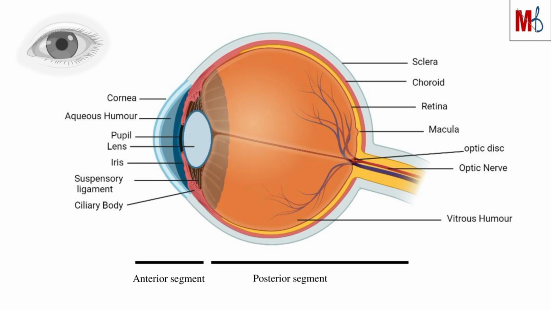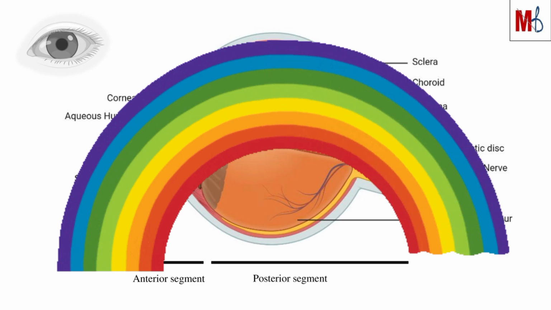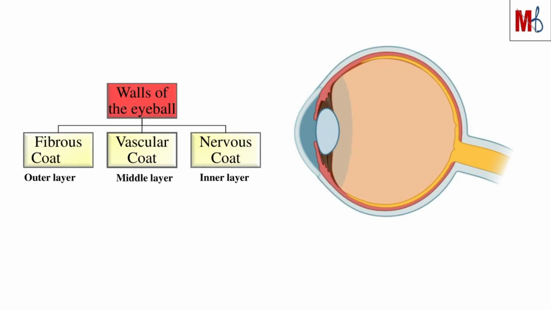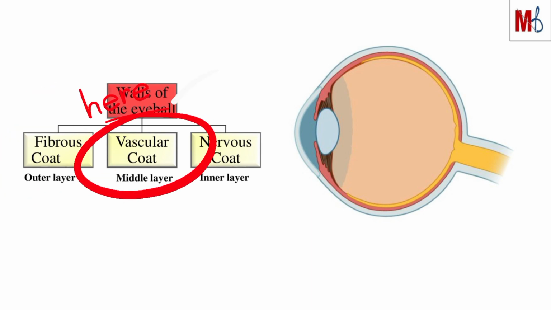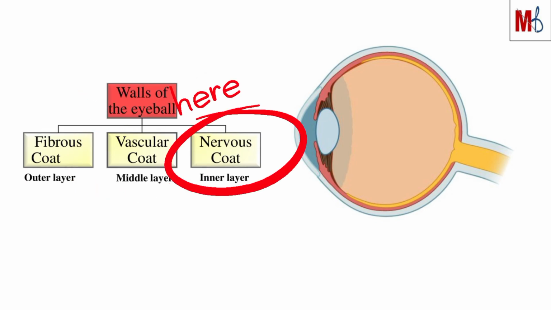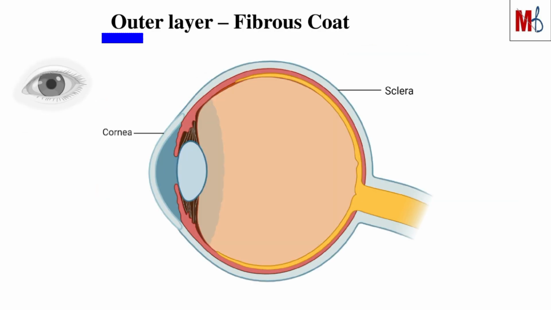Then comes the middle layer which is vascular in nature and it is known as the choroid. And then, as you can see here, the innermost layer is the retina. As I have discussed previously, the retina consists of rods and cones. So this layer is responsible for color and light vision. So basically, the eyeball consists of three layers. The outer layer is the fibrous layer, the middle layer is the vascular layer, and the innermost layer is the nervous layer.